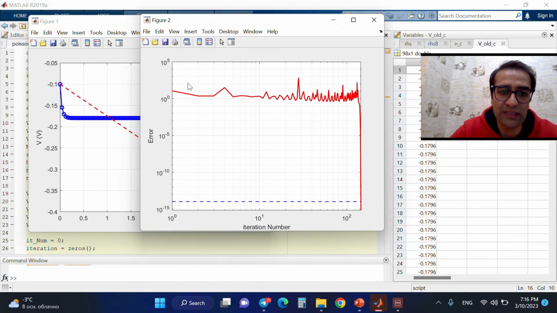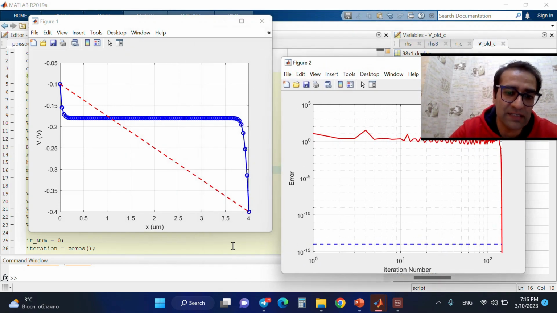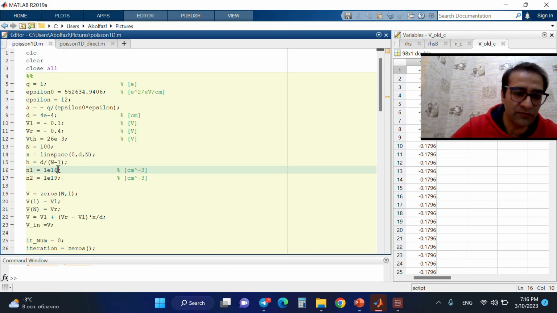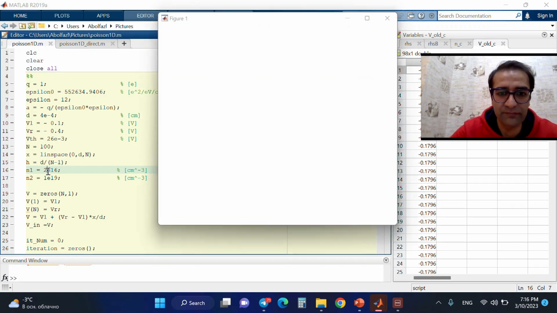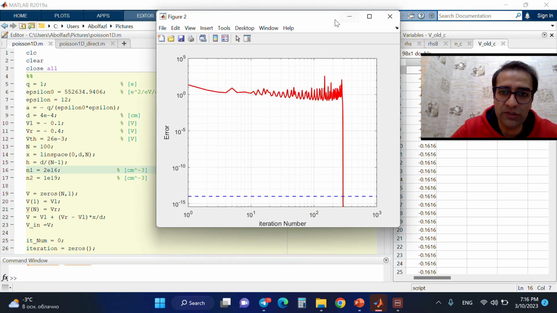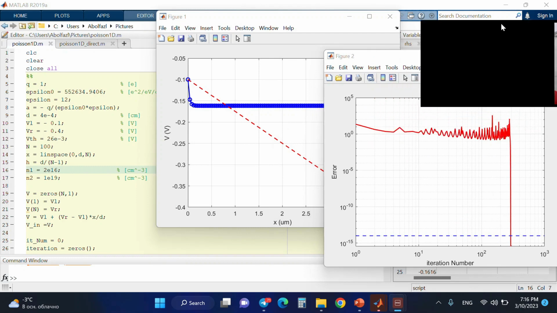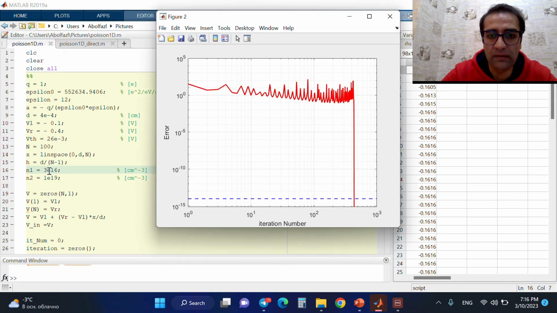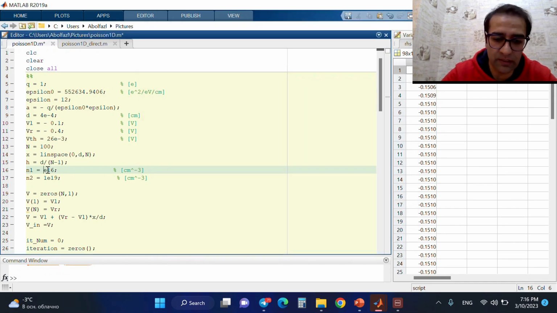You see that there is a fluctuation, but it finally converged somewhere, but the number of iterations is more than 100. And I think if I increase N1, it won't converge anymore. Let's increase it to 2E16. It's already converged and the solution is correct. Okay, 3. Still converges. What about 5?